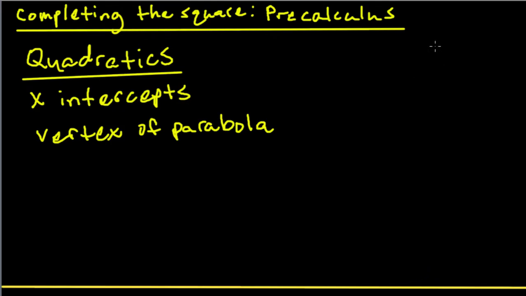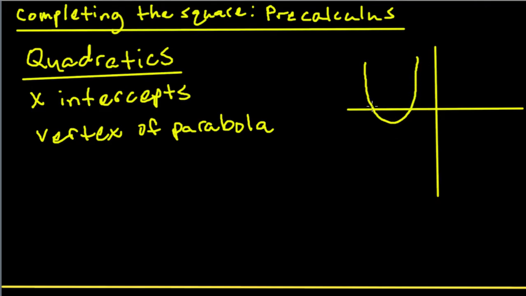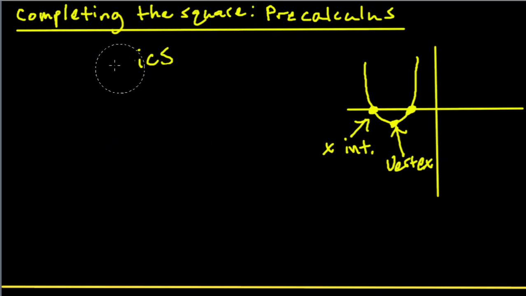So if we have a parabola such as this, these right here are our x-intercepts, and this point right here is our vertex. Both of these are very important when learning to graph parabolas. Okay, so let's go over an example of how to actually do this.